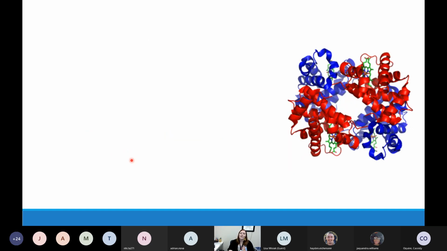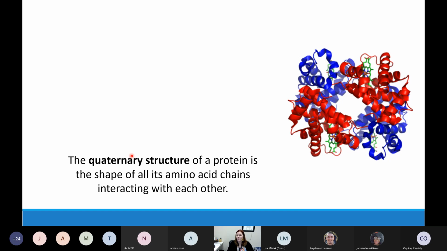There is one other level of protein structure. Not all proteins have this, but this extra level of protein structure is called quaternary structure. A protein can only have quaternary structure if it has more than one amino acid chain. So up to this point, we've only been looking at a protein that had one chain of amino acids. But what we see over here on our slide is hemoglobin. And hemoglobin is a protein that has more than one amino acid chain in it.